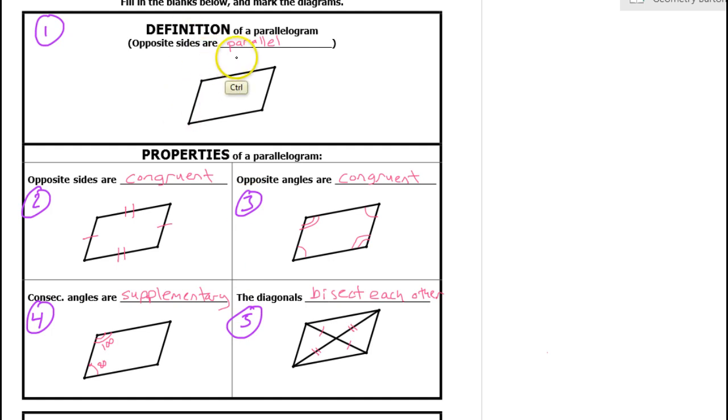The first one is the definition. The opposite sides of a parallelogram are parallel. So that's the definition. So as soon as I see opposite sides parallel, that's the definition of a parallelogram. The other 4 are properties. Opposite sides are congruent, opposite angles are congruent, the diagonals bisect each other, and consecutive angles like these are supplementary. Okay, so just keep this in mind. But don't forget, only the first one is the definition of a parallelogram.